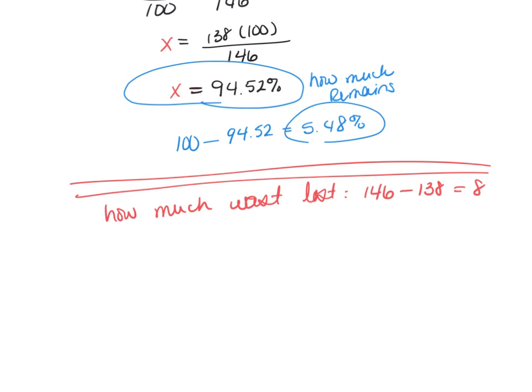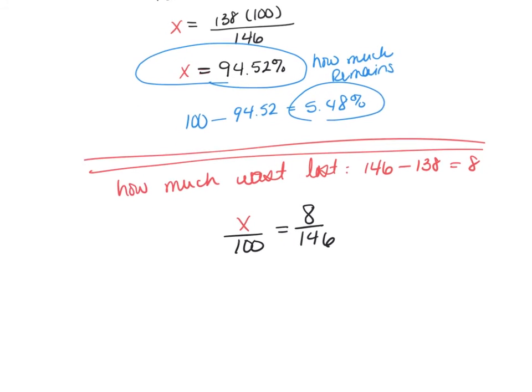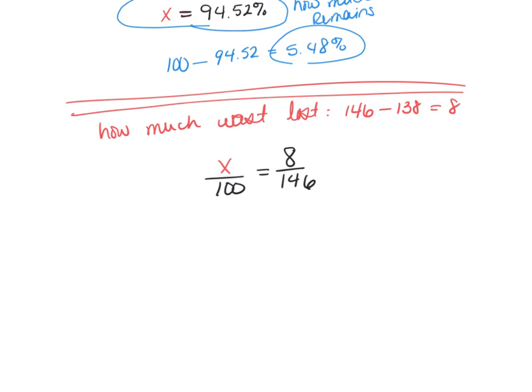And then I would set it up as before. My percent that I want over 100 is equal to how much was lost over how much I started out with. And then I'm going to do the same thing, multiply by 100, divide by 146, and so this X is going to be equal to 8 multiplied by 100 divided by 146, and I get the same answer. So I get X is equal to 5.48%.